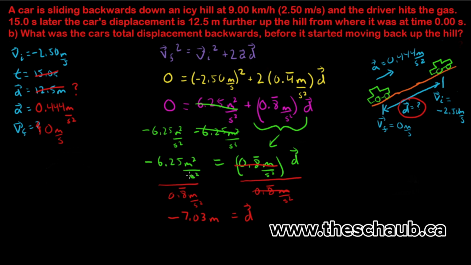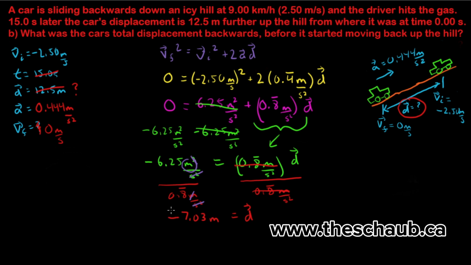Let's just confirm our units quick. Here we have meters squared over second squared divided by meters over second squared. So one of our meters on top cancels with our one meter here, and our second squared cancel with our second squared, leaving us with just our meters term.